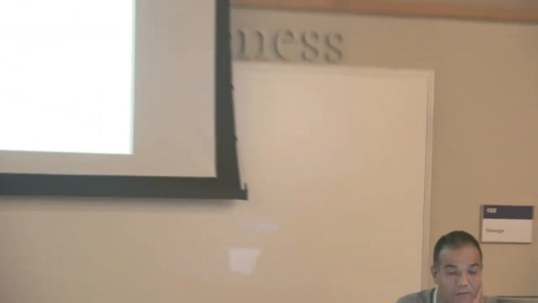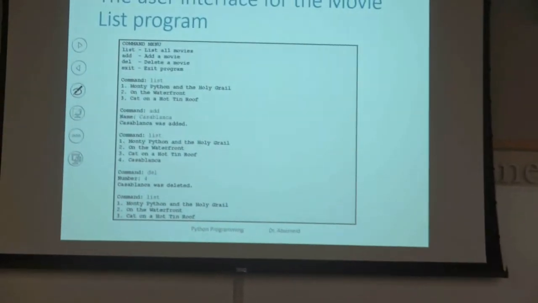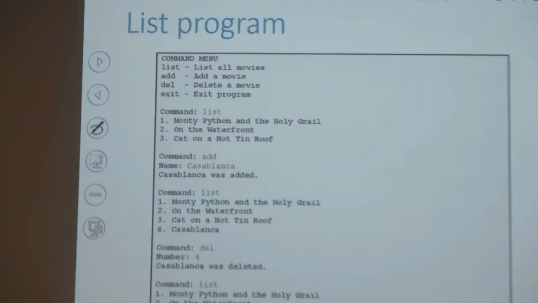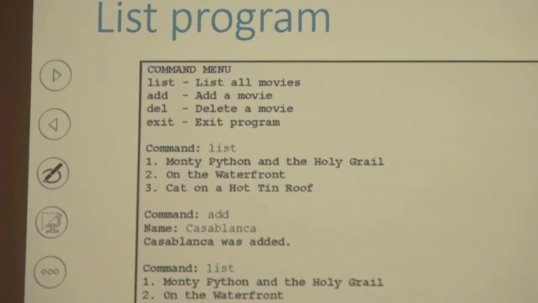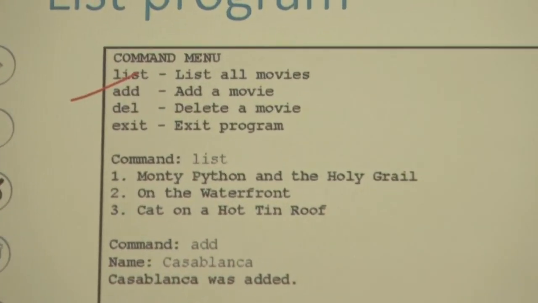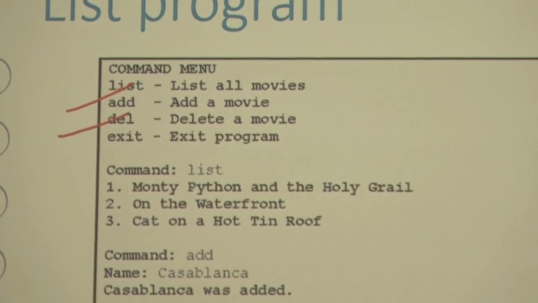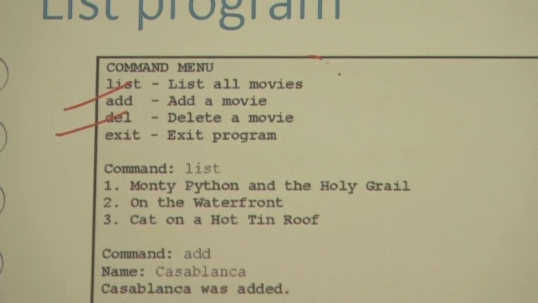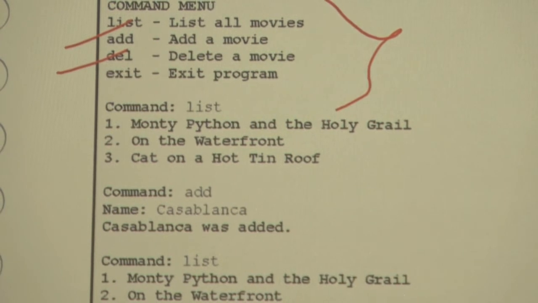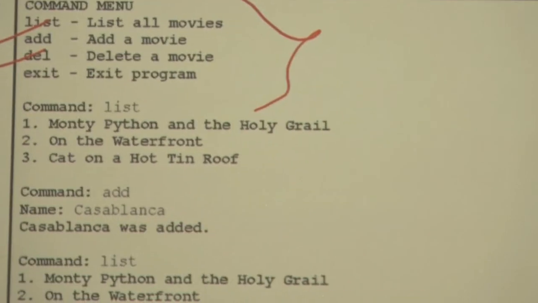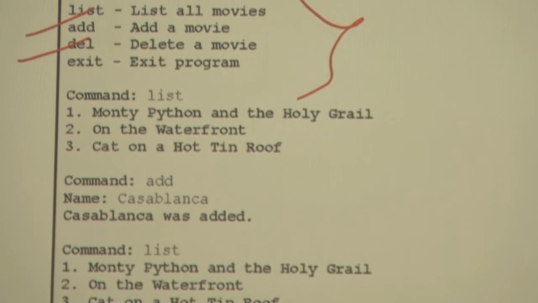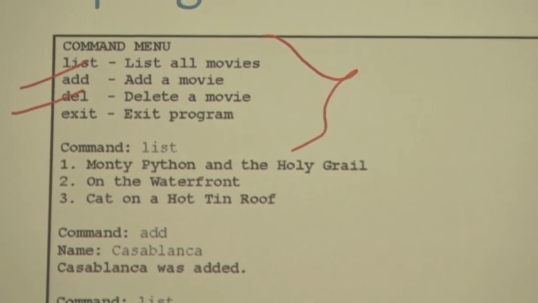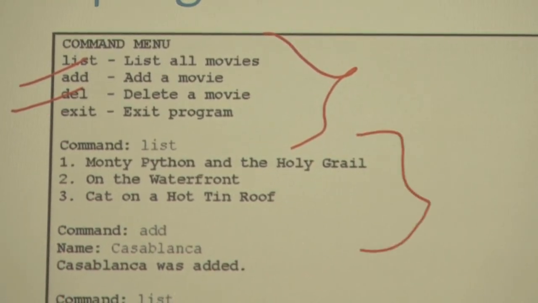So this is one of the programs I included for you, the user interface for the movie. Basically in here, for example, the command menu is list all the movies, add a movie, delete a movie, and exit. So that's the menu that comes to you. You enter the option, whatever you want. For example, you said in here, command list. I would like to list. So you have three movies listed for you.